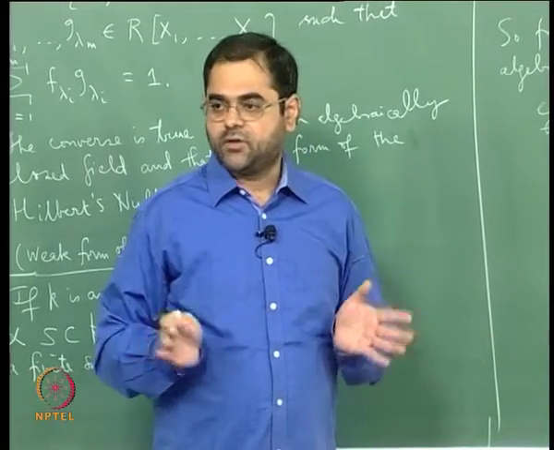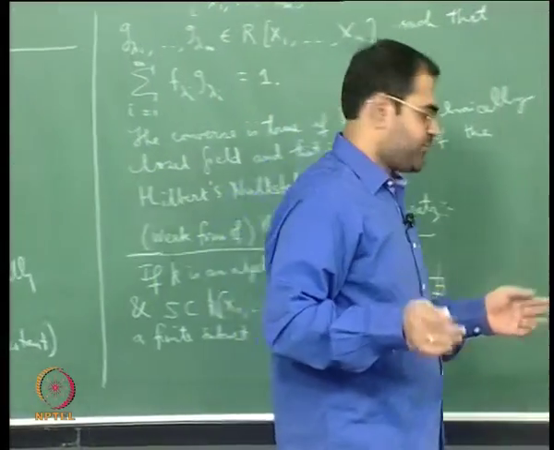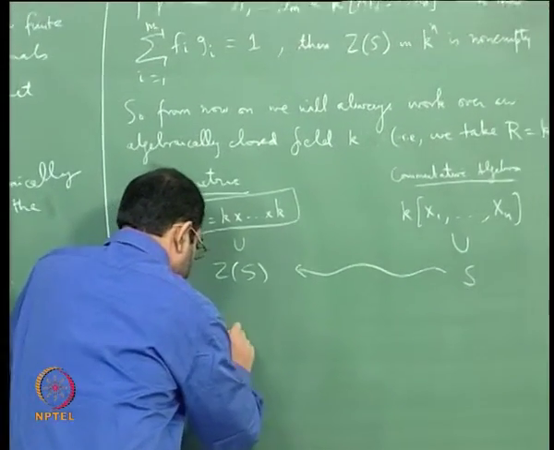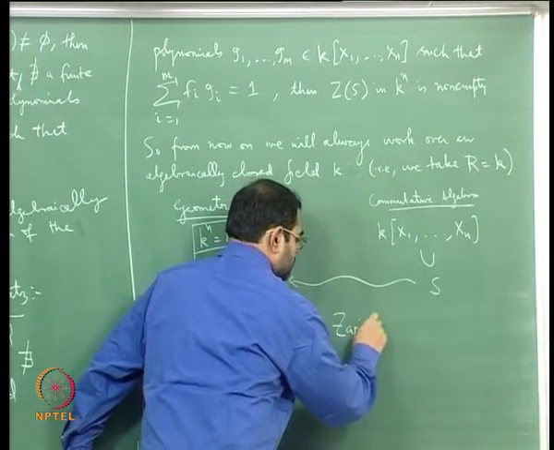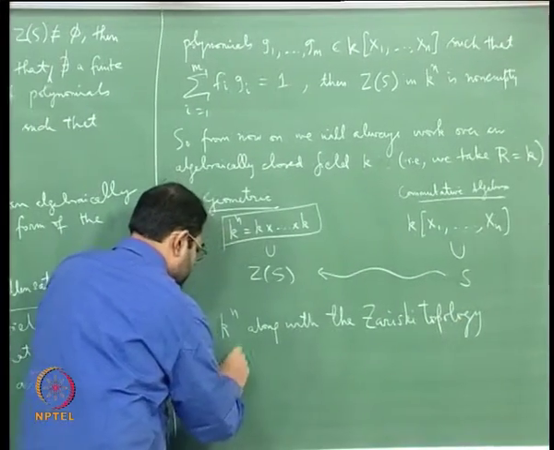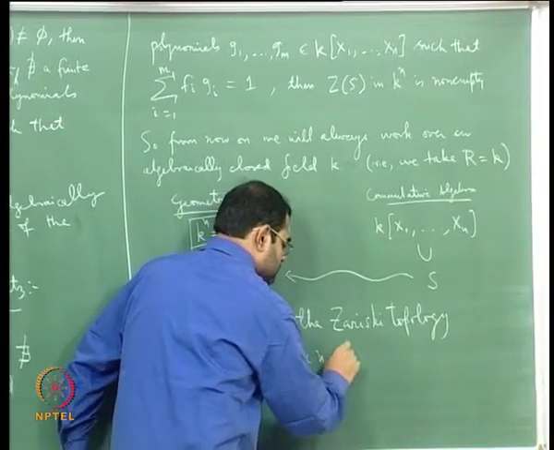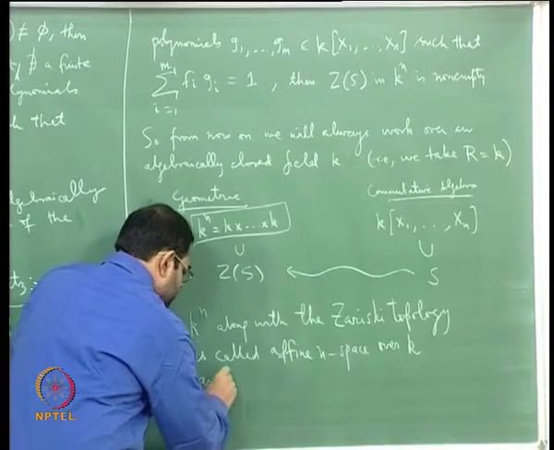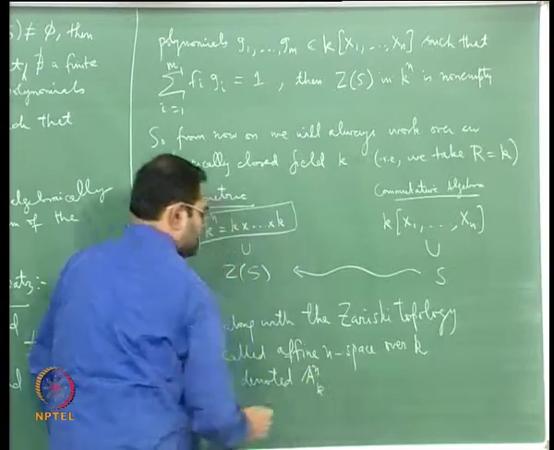So the first step is to give it a topology, and that topology is called the Zariski topology. I will explain what that topology is. So let me write the following thing: Kn along with the Zariski topology is called affine n-space over K and denoted A^n_K.